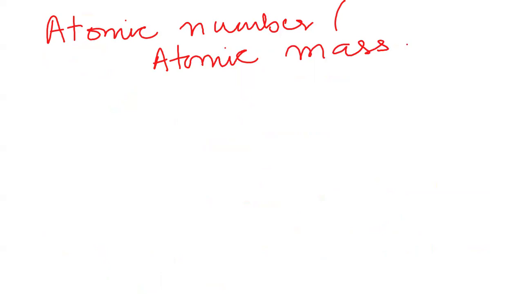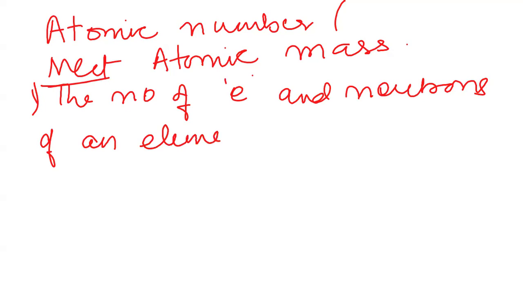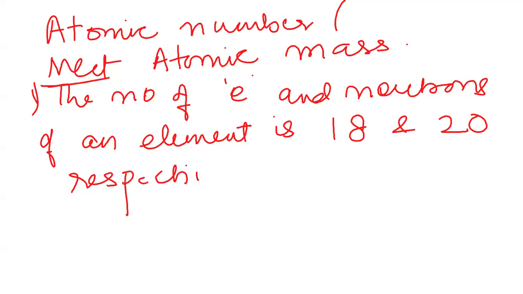Now there was one neat question. If you know, I'm putting that question. The number of electrons and neutrons of an element is 18 and 20 respectively. Find the mass number.